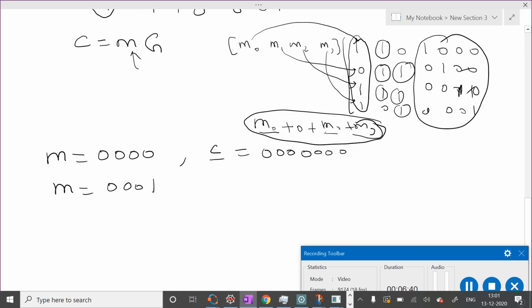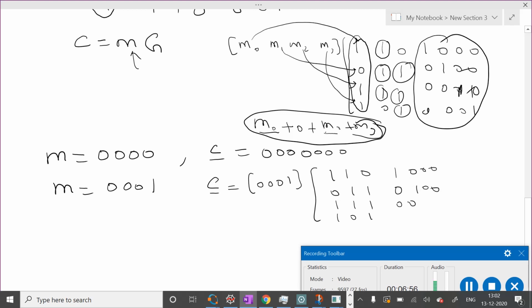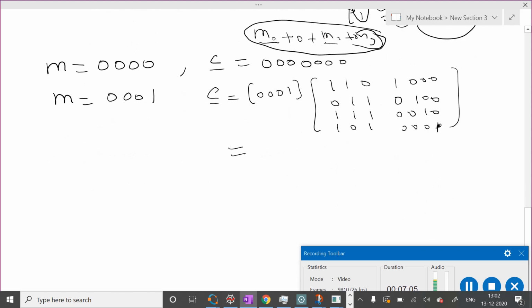So what will be the code word? 0001 multiplied by this matrix: 110, 011, 111, 101, then 1000, 0100, 0010, 0001. Just multiply it and verify that you will get 1010001.